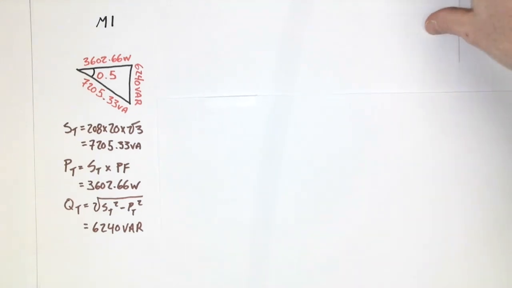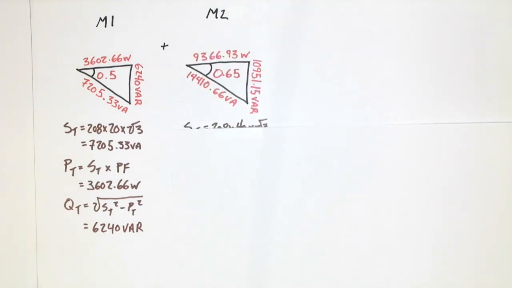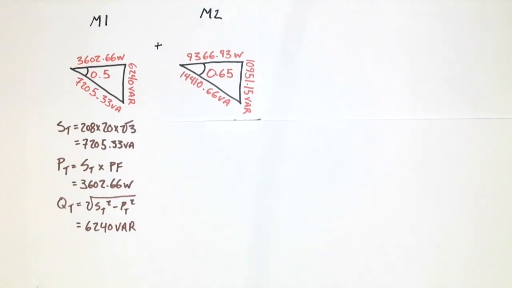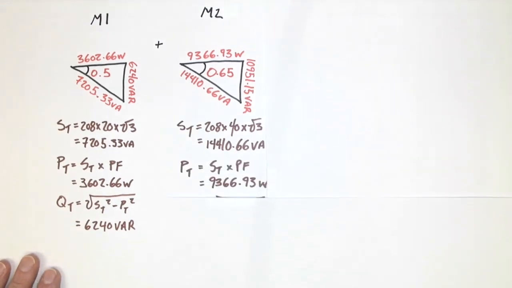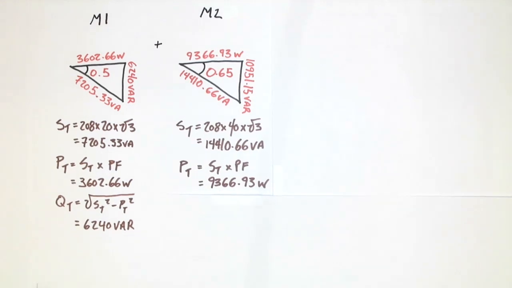Well, let's take a look then at the second motor. Again, I need to know all of the individual values for it. I'm first going to start with determining the VA. The VA of this motor is the line voltage times line current times √3. The power total is going to be the S total times the power factor, giving me 9366 watts. And finally, Q total is simply going to be the VARs value here when we take our Pythagoras total of these two sides of the triangle.